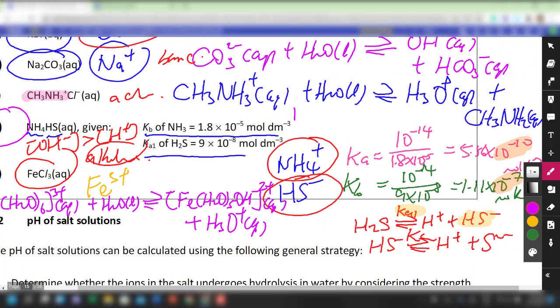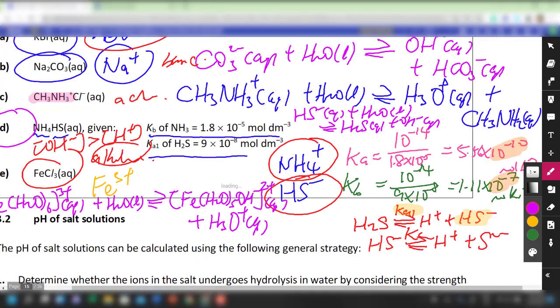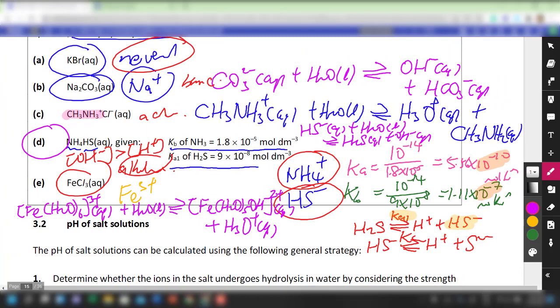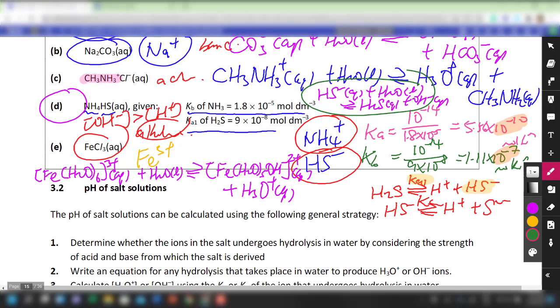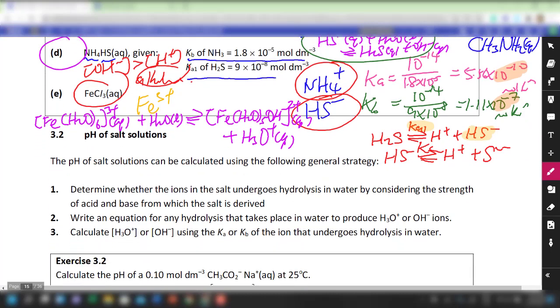So the main reaction is probably HS⁻ + H2O. H2O will be a liquid, and I'm going to get H2S + OH⁻. Technically you should be writing for ammonium as well, but this is probably more substantial. So there should be a slight excess of OH⁻.